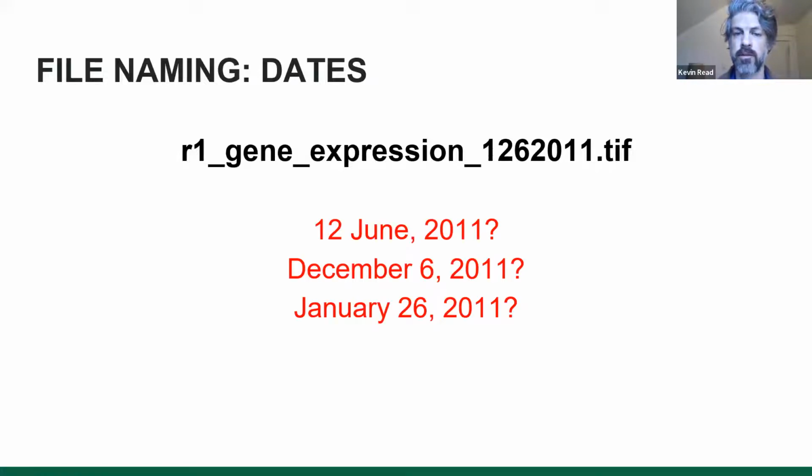And so within that, what we're seeing here is we're starting to create some ambiguity, and we want to avoid that, right? So are we looking at June 12th? Are we looking at December 6th? Are we looking at January 26th? And so when we're thinking about file naming, we want to be consistent and clear.